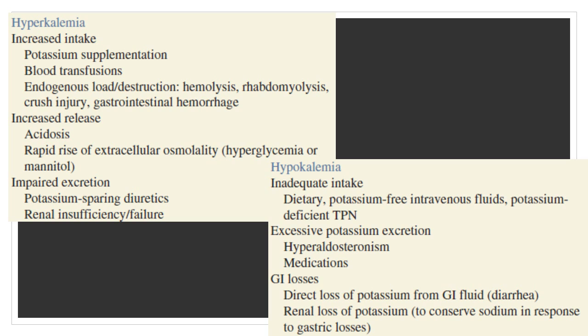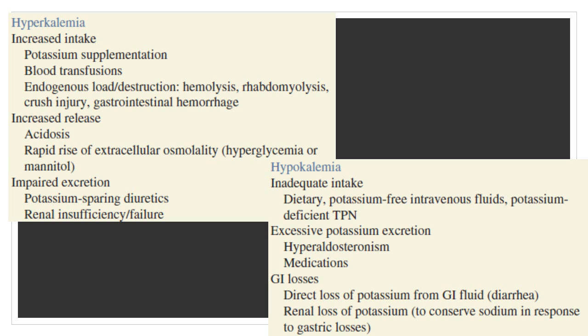Hyperkalemia could increase with potassium supplementation pharmacologically, or blood transfusions, because blood cells have potassium, as do all of the cells. It can also result from endogenous destruction such as hemolysis, rhabdomyolysis, crush injuries, or GI hemorrhage. It could also happen in acidosis, where there is an exchange of potassium and H plus ion, or due to rapid rise of extracellular osmolarity. If renal function isn't so good and there is renal insufficiency, or diuretics have been given, potassium values can rise then also.